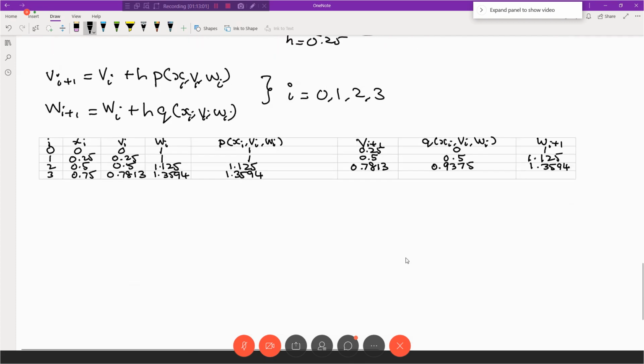Last V4. What is your V4? 1.1212, isn't it? Yeah, 1.1212. So here, we are not calculating this one. Just leave it blank, also possible.